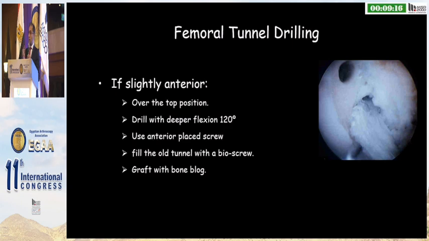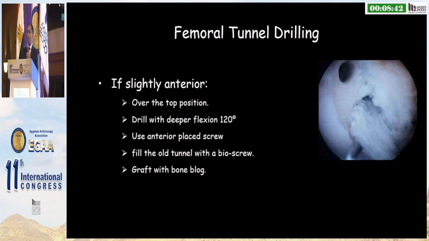So you might join the orifice of the tunnel, but the depth of the tunnel will be directed to another portion of the distal femur. And sometimes, if it's converging at some point, you can use a shorter screw to block the anterior part of the previous tunnel and just drill behind it. And you can deal with it with the bio screws.